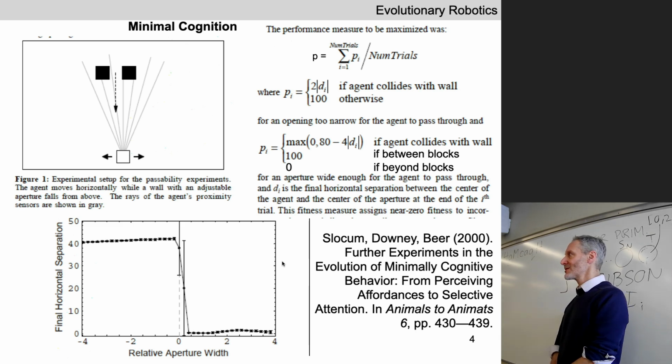I already told you that this evolved CTRNN generally causes the robot to run away when the gap is too narrow, and it generally tends to thread the needle when the gap is wide. But this data sheds a little bit more light, a little bit more detail on the behavior of this robot. What is it doing?